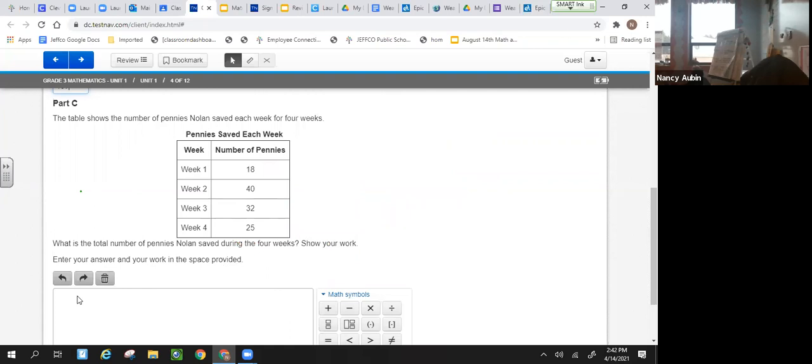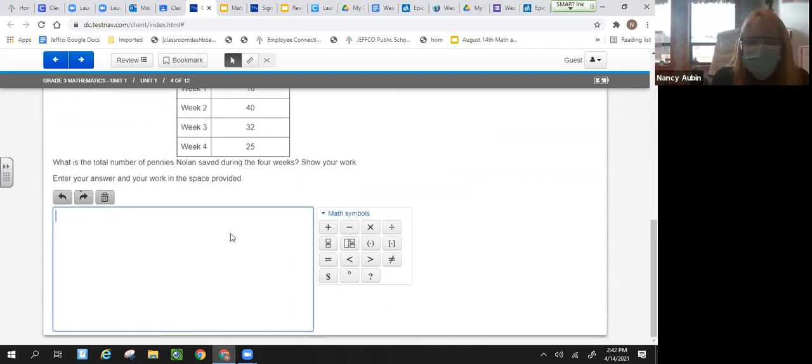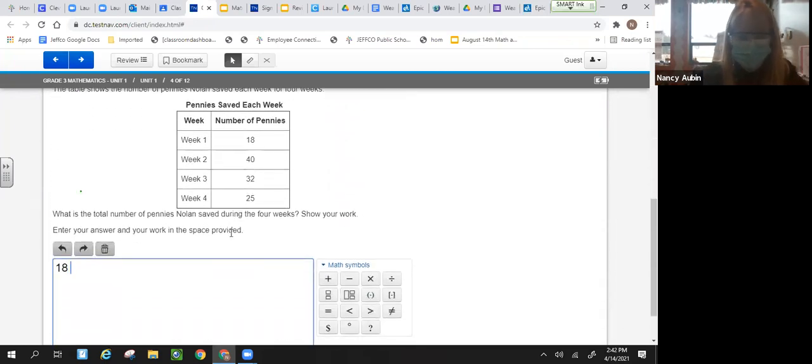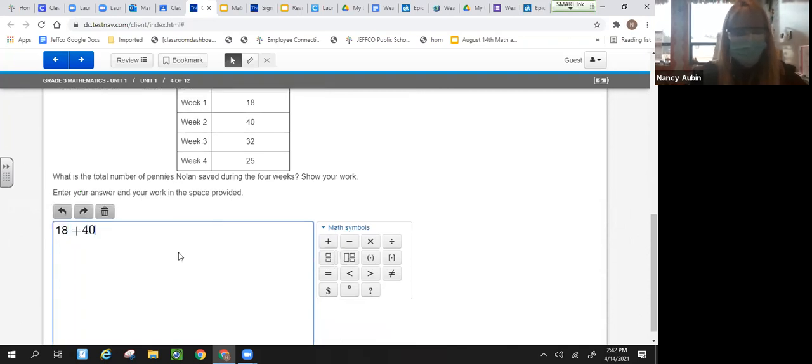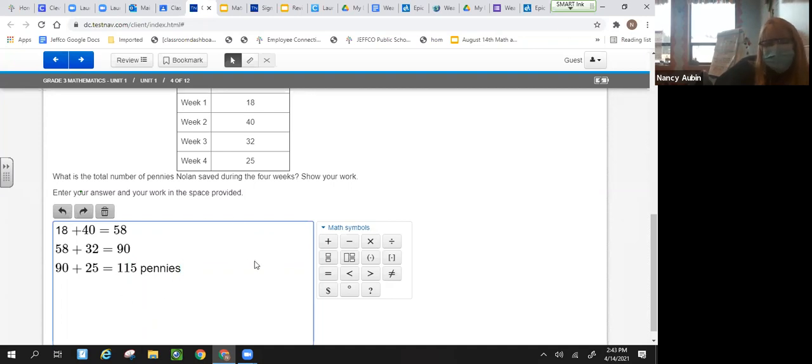Let me show you. You have to go horizontally across, right? So just what you did. If you're Sawyer and you started with 18 plus 40, equals 58. You might have to help me, Sawyer. And then you did 58 plus 32 equals 90, right? See, and I'm just hitting the enter button to get to that. Then if you said 90 plus 25, this is how you show it. You can't show it the way we do it. 115, and then can I say pennies? Yeah, it'll let me. That tells my reader that that's the final answer.